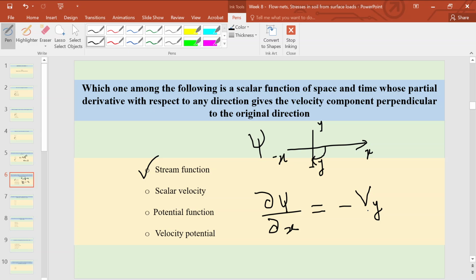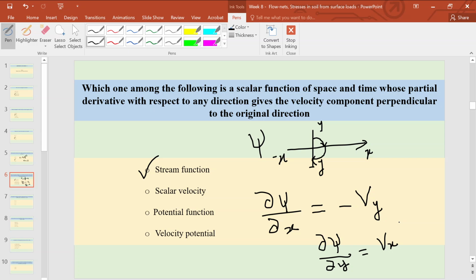Similarly, if I do the partial derivative of this function with respect to y, what will it give? It becomes Vx. Very good, Vx. This clockwise and anti-clockwise concept, I have seen it fluctuate in soil mechanics and some fluid mechanics textbooks, but in standard books of soil mechanics with respect to seepage analysis, this is the standard definition I have got.